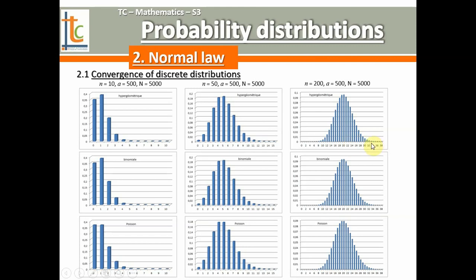x. So, of course, this law will be named the normal law, and this is exactly something that tends to what we call a normal law that we will discover a little bit further in the slides.